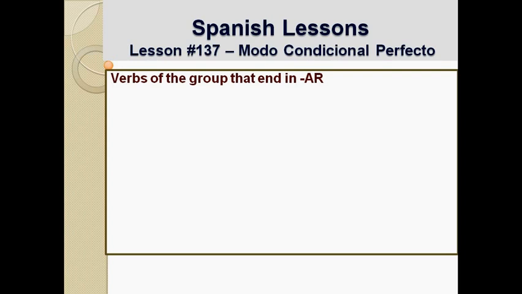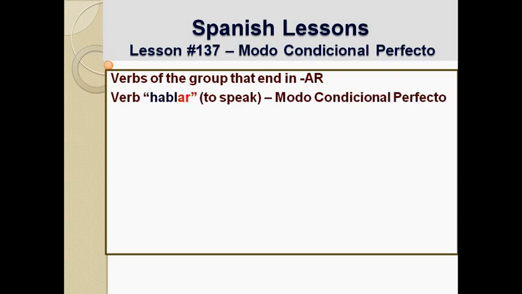Okay, remember that Spanish verbs are classified into 3 groups: the verbs that end in ar, the verbs that end in er, and the verbs that end in ir. The first group, the ones that end in AR, is the biggest of the groups, and it's also the one that has fewer irregular verbs, right? So let's begin with this one, and we'll choose the verb hablar as an example of a regular verb of this group. Hablar means to speak.